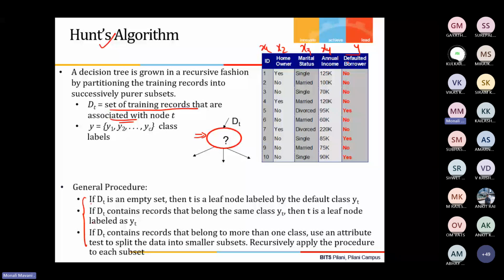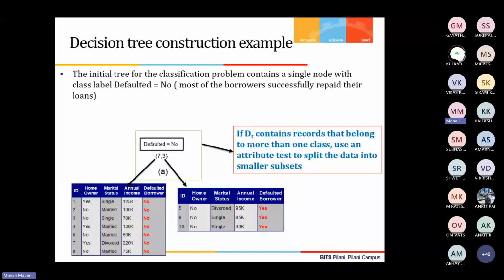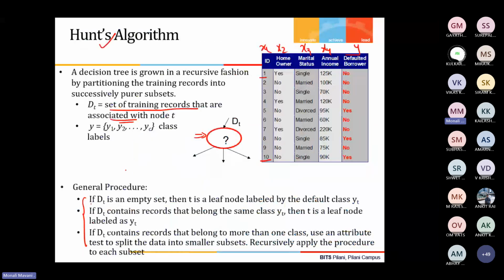Our class variable, and there are 10 examples, 1 to 10. So what the algorithm says is, if our node contains records that belong to more than one class, use an attribute test to split the data into smaller subsets. So initially, how do we start?